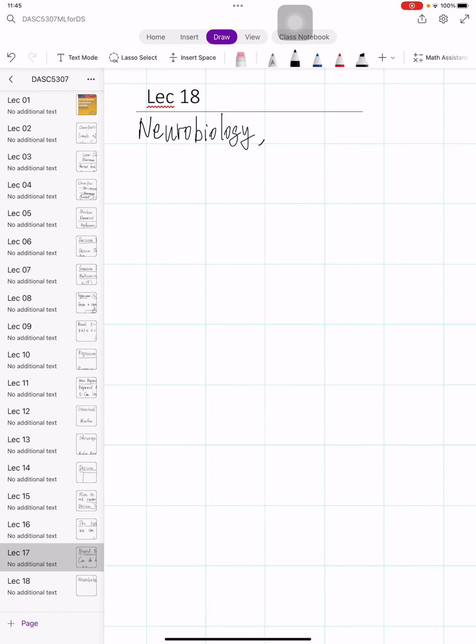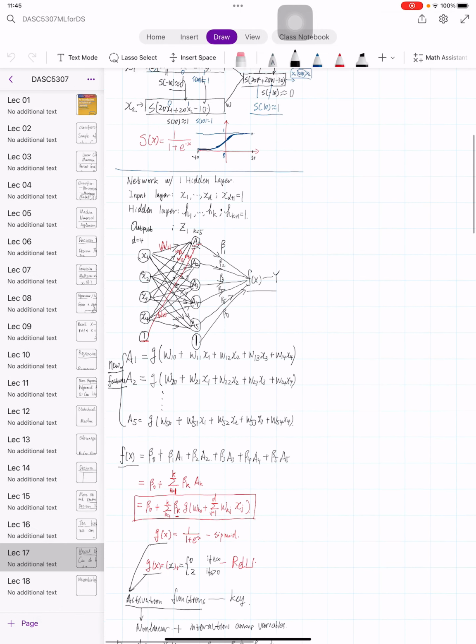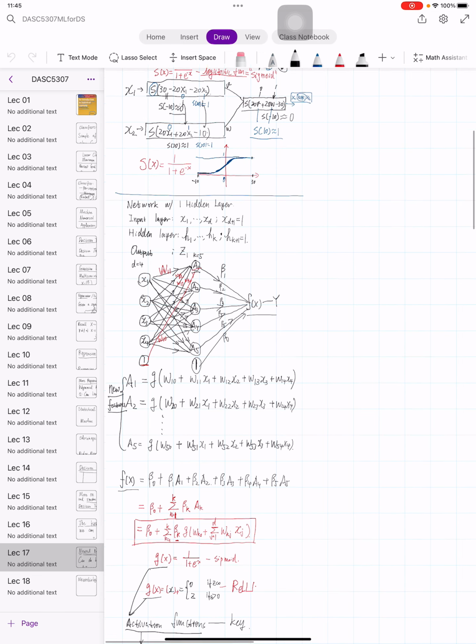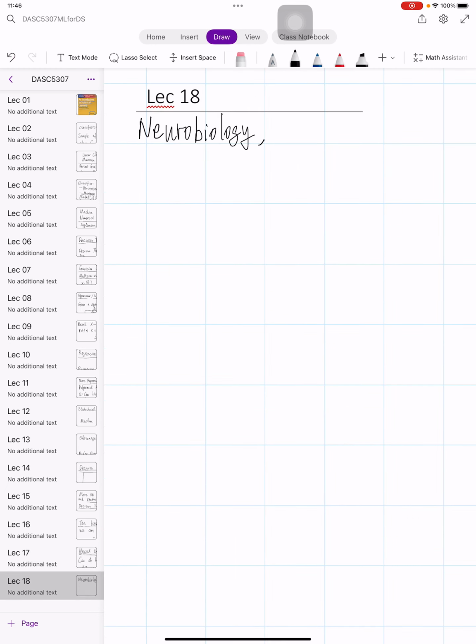Hello everyone. In the last lecture, we started to talk about deep neural networks, and we introduced specifically a neural network with one hidden layer, for regression with a single output, and regression with multiple outputs. In today's lecture, we're going to give a little more motivation for where this idea of neural networks comes from. It actually comes from neurobiology.